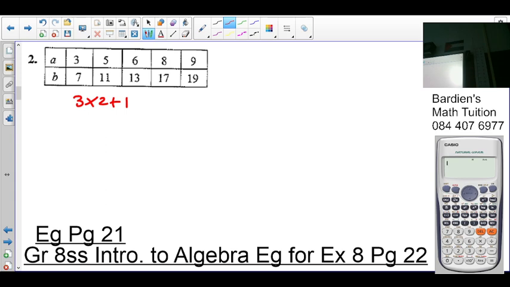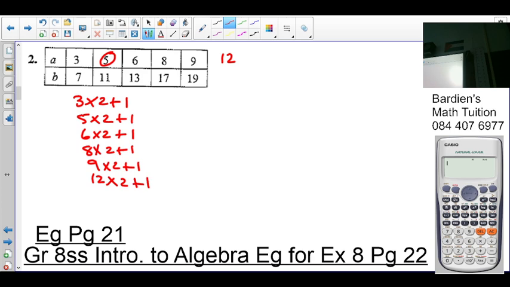The next one was 5 times 2 plus 1. The next one is 6 times 2 plus 1. The next one is 8 times 2 plus 1. The next one is 9 times 2 plus 1. If I put the 12 here, what would the answer be? 12 times 2 plus 1, which is? You all agree with that?